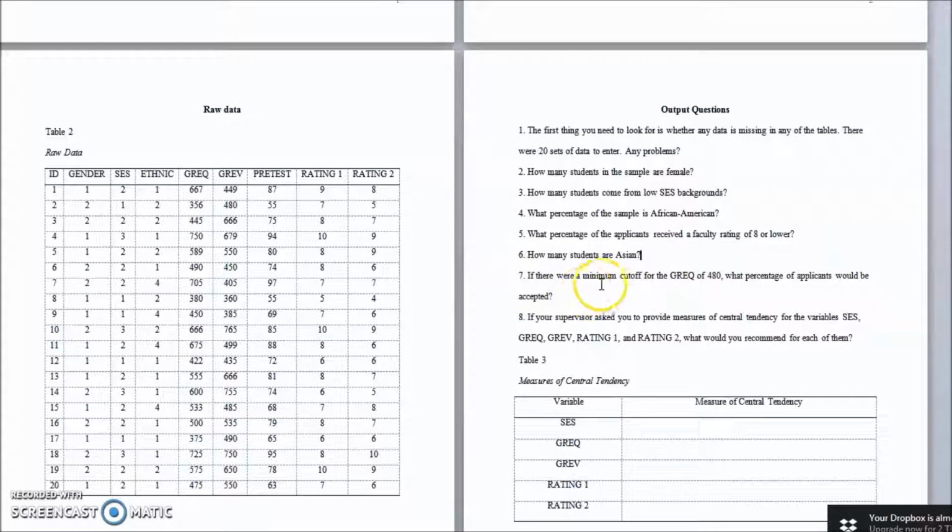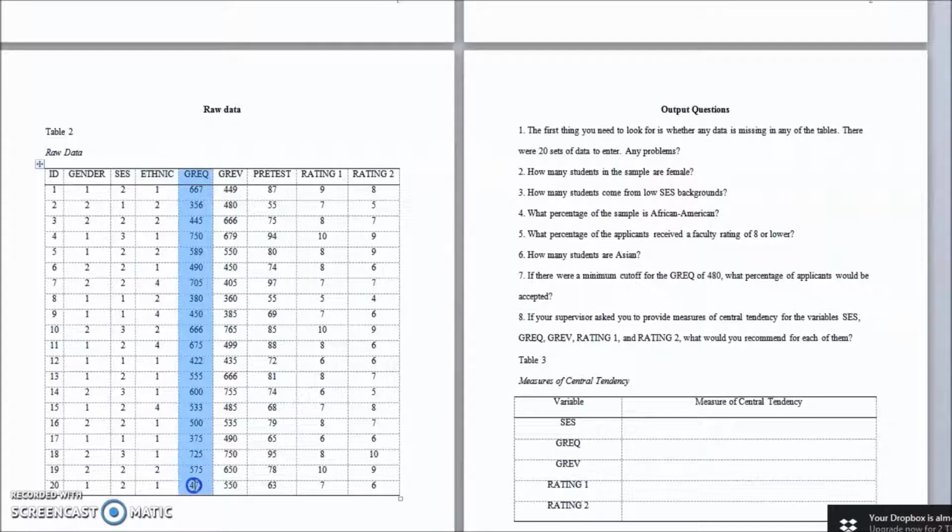If there were a minimum cutoff for the GREQ, so I'm looking at the quantitative part, of 480, what percentage of applicants would be accepted? So the minimum is 480. That means 480 and above is accepted. So then you go down the list. 445 is not accepted, but 490 is accepted. 589 is accepted. The same thing.